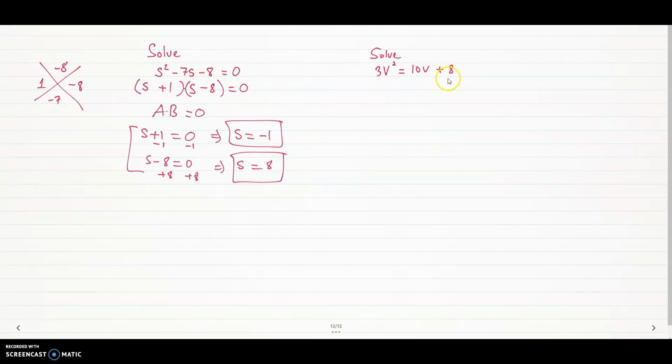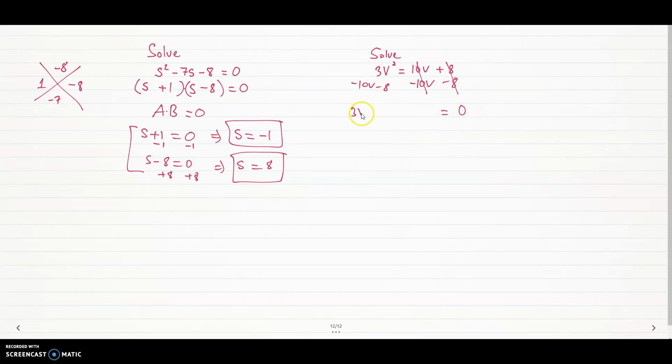Now let's consider this problem. In the previous problem, you were given the equation with 0 on one side, but this one does not. So the first thing is you need to move everything from the right hand side to the left hand side so that the right hand side is 0. So I go ahead and subtract 10v and subtract 8 on both sides. So this is gone, this is gone. My right hand side, now I have 0.